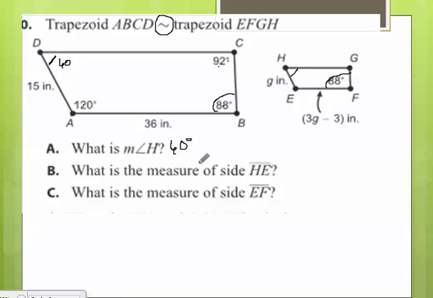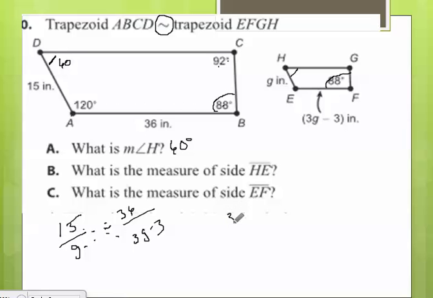Okay? And then they ask, what's the measure of side HE and EF? And you notice HE and EF both have G's in them. But that's going to be hard to do, isn't it? Not really. You can say 15 over G is equal to 36 over 3G minus 3. Means and extremes.